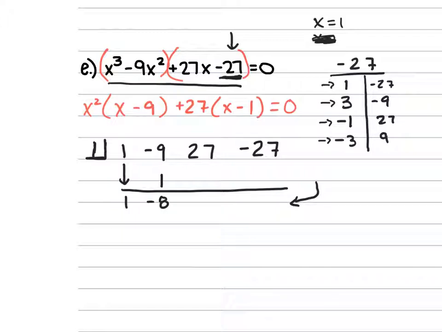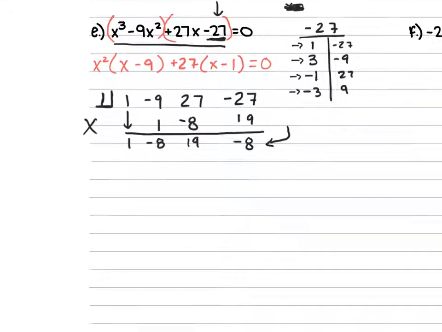1 times negative 8 is? And then what is 27 plus negative 8? Positive 19. 1 times positive 19? This is negative 8 remaining. So is 1 a factor of this? No, unfortunately not. That would have been nice and easy for us if it was. 1 is not a factor.